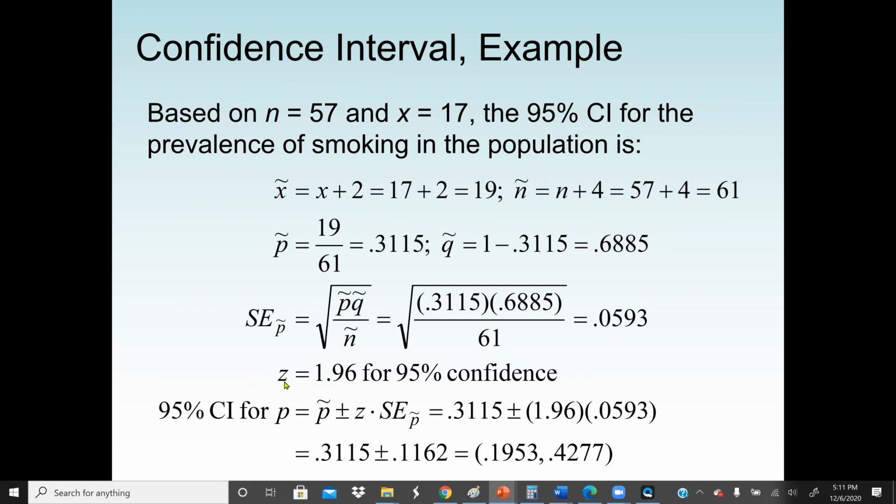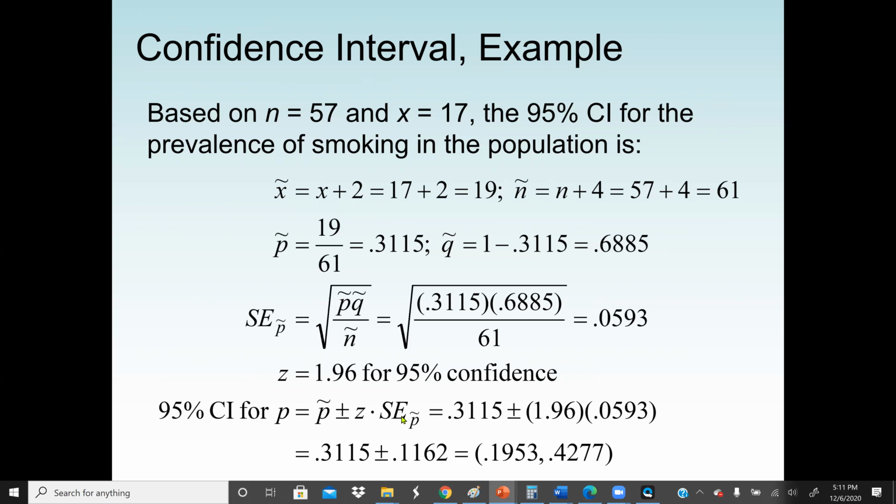So now we can plug in the values. But first we can find the Z also. Since it's a 95% confidence interval, alpha will be 0.05. So 1 minus 0.05 over 2, with the answer you get, you go to the table, we get 1.96. So now we plug in the values. The P was 0.3115 plus or minus Z times the standard error, which will give me 0.1162. So it is plus or minus 0.1162. And that will be our answer.